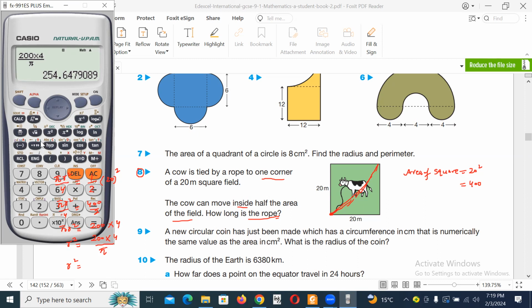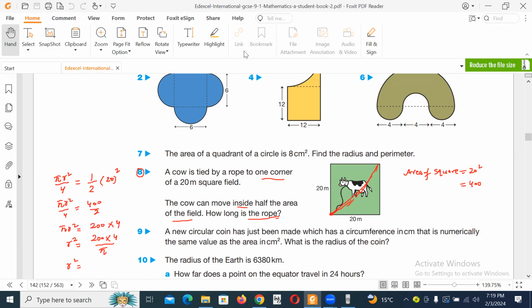And then we have to take the square root of this. Yes. So the square root of the answer gives us 15.95. So that is r. Okay. Next step, r equals 15.95. So for three significant figures, we have to round off the 9. That means r is equal to 16, and it is in meters. Yes, 16 meters. This is our required length of that rope. I hope it is clear.